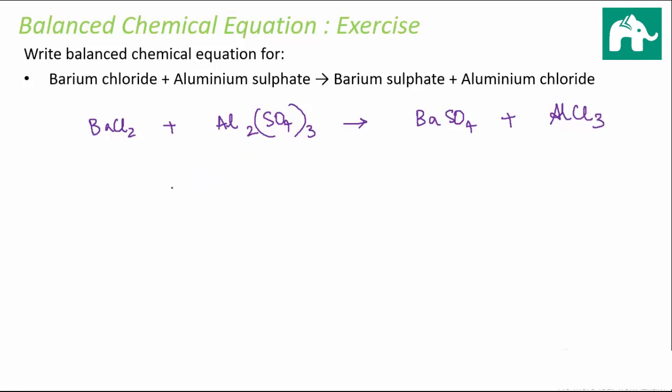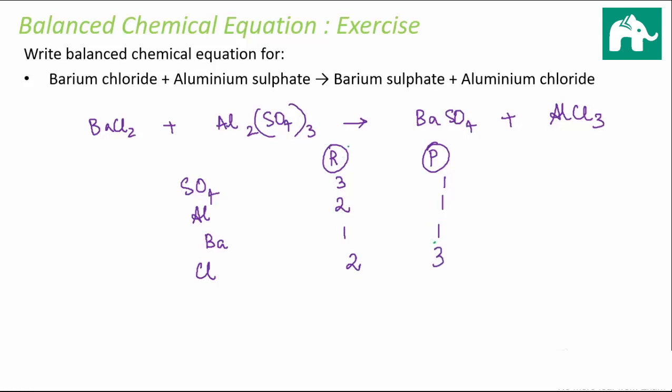Now what we are trying to do is balance. So one is sulfate, then we have metals like aluminium and barium, and then we have non-metals like chlorine. So let us look at the number of atoms of each of these elements on the reactant and product side. We have 3 sulfate on the reactant side and 1 on the product side. We have 2 aluminium on the reactant side and 1 on the product side. We have 1 barium on the reactant side and 1 on the product side. We have 2 chlorine on the reactant side and 3 on the product side.